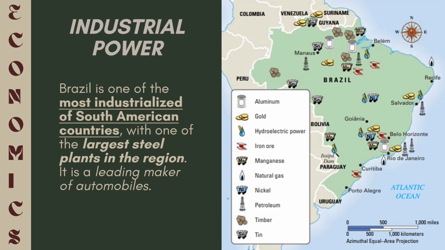So these power plants are located along these rivers to produce electricity. There are rivers there. And if you see here in the map, their natural resources are diverse: from gold, hydroelectric power, nickel, to natural gas. It's very diverse in terms of natural resources, which are mostly exported.